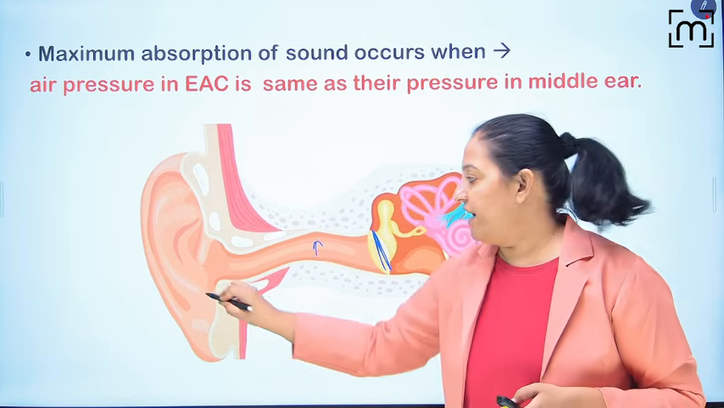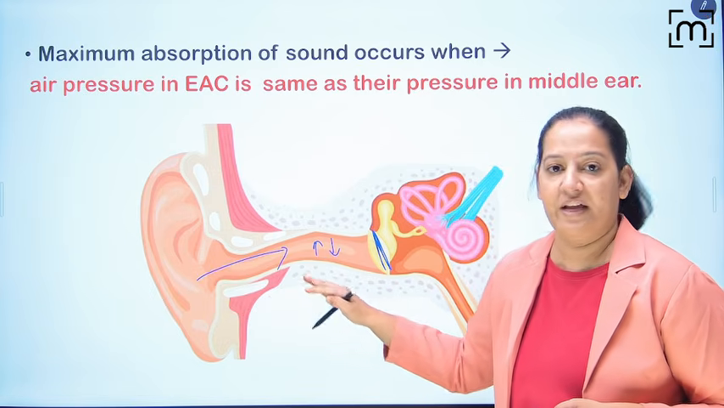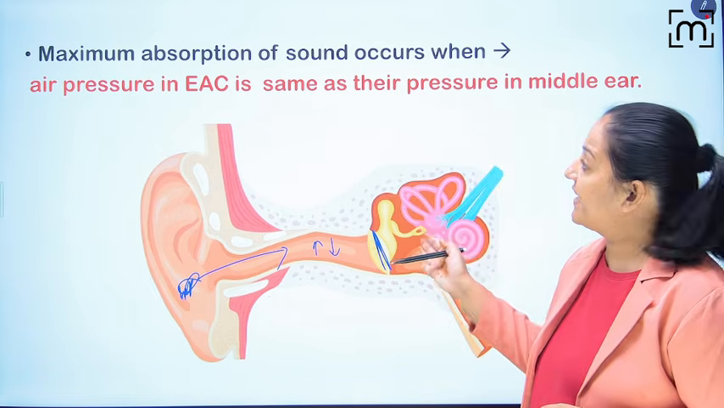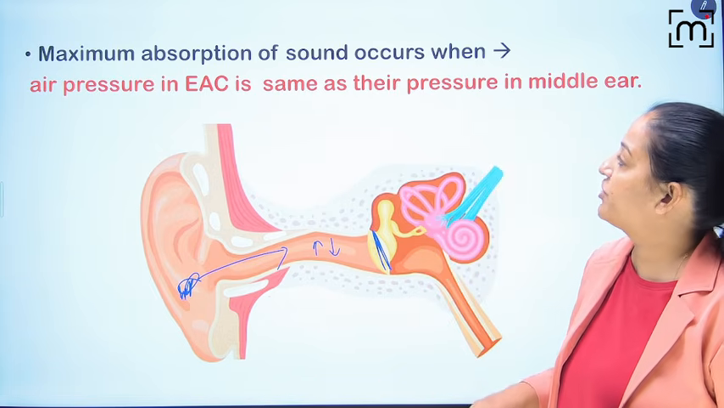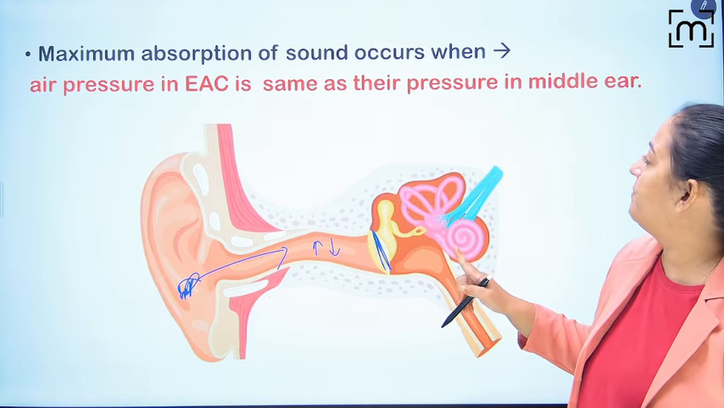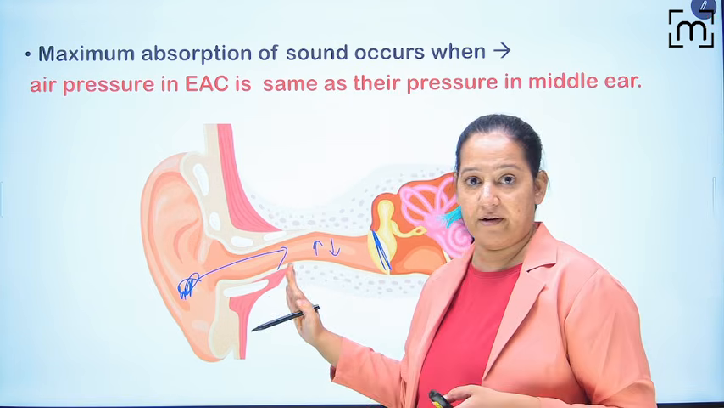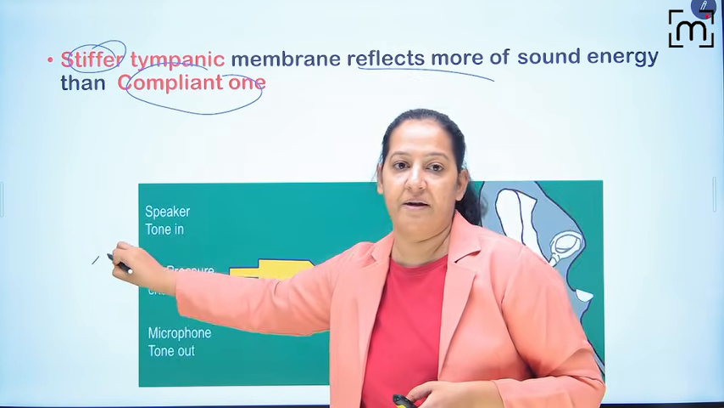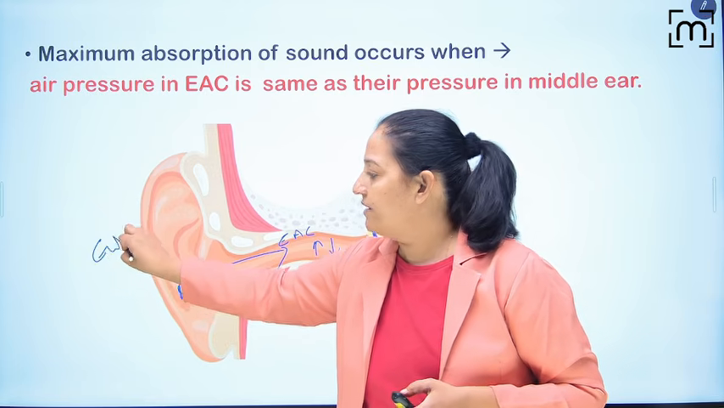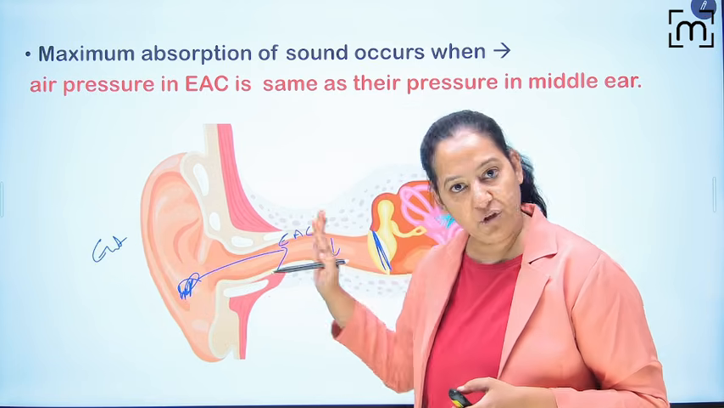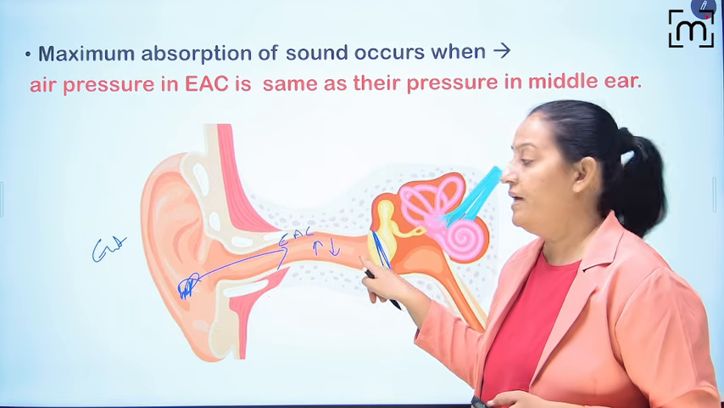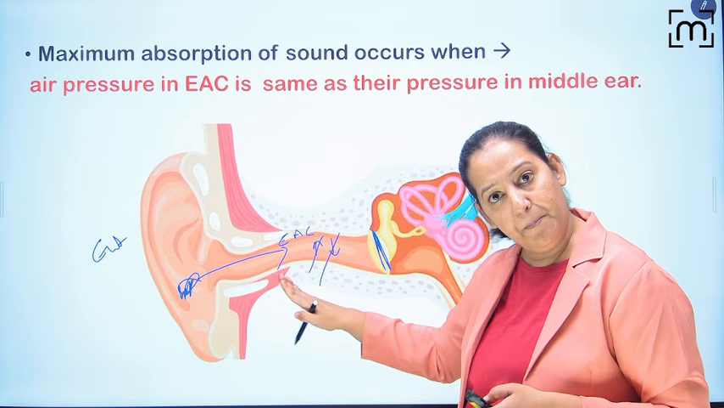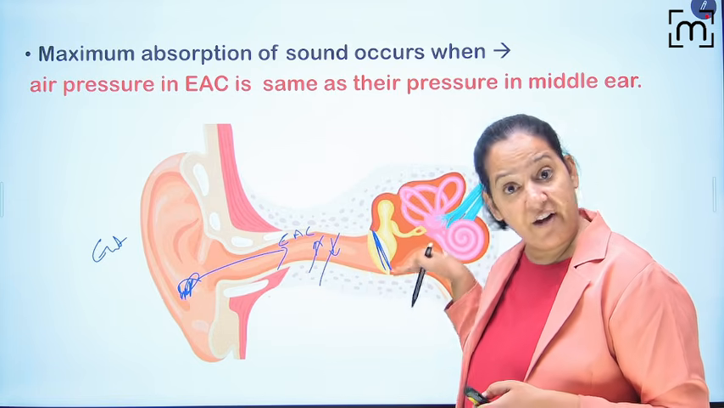How much pressure? We are increasing or reducing the pressure in the EAC with the help of an instrument, a pressure pump over here. So the second thing, absorption, depends on the pressure. Maximum absorption occurs when the pressure in the EAC is the same as that of the environment. The outside pressure and EAC pressure both being the same, maximum absorption occurs. If the pressure in the EAC is more than outside or less than outside, in both scenarios absorption is less and reflection is more.